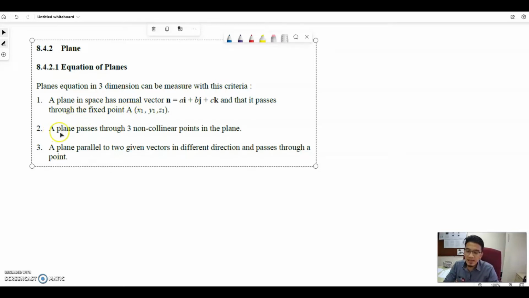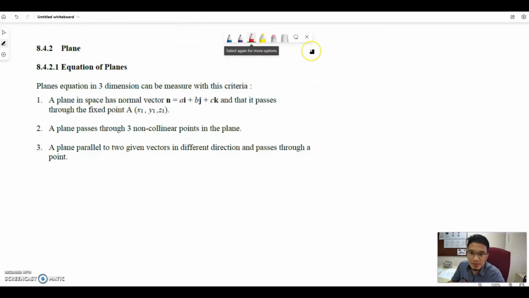Criteria number two: a plane passes through three non-collinear points in the plane. And criteria number three is a plane parallel to two given vectors in different directions and passes through a point. Okay, first let's look at criteria number one.